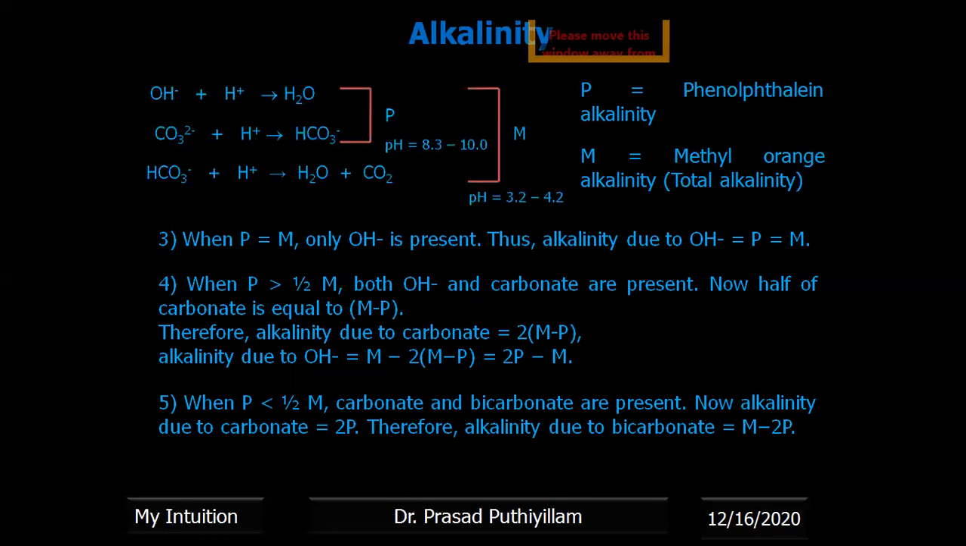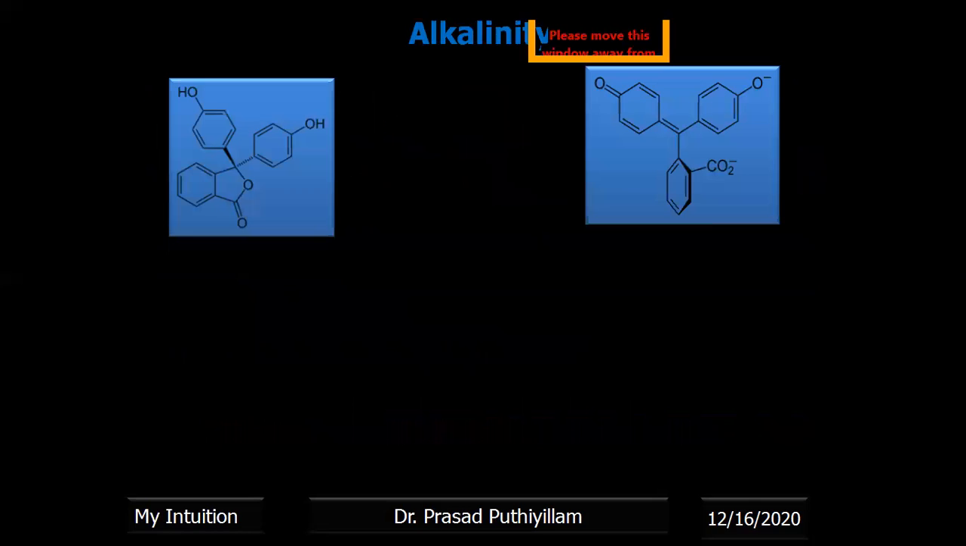If P is less than half of M, that means carbonate and bicarbonate are present. Alkalinity due to carbonate will be 2P, 2 into the phenolphthalein alkalinity, and alkalinity due to bicarbonate will be M minus 2 into P.